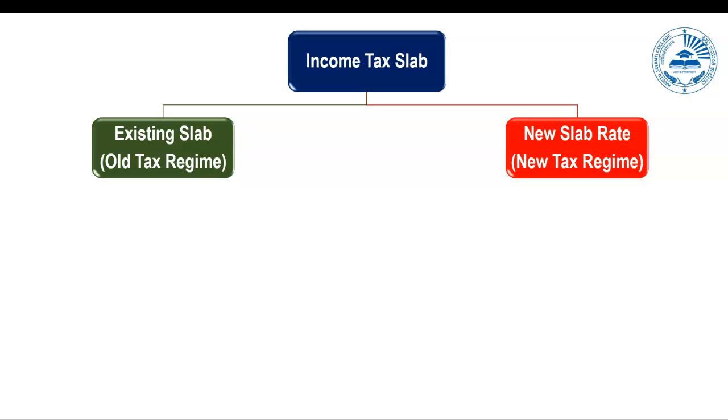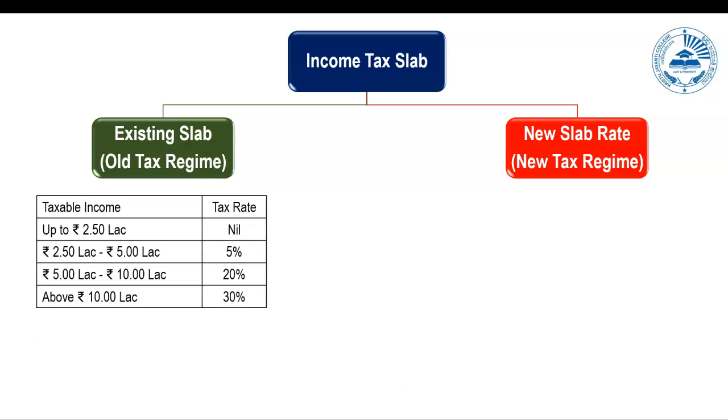It is up to the assessee to decide which regime he has to choose, that is, which slab rate system the assessee wants to choose. In case the assessee opts for the existing slab, that is the old tax regime, the tax will be applicable as follows. Up to 2,50,000 of his or her income, the tax liability is nil. Any income between 2,50,000 and 5 lakh will attract 5% tax. The next 5 lakh of income will attract 20% tax, and the balance, that is anything above 10 lakh of income, will be charged at 30%.